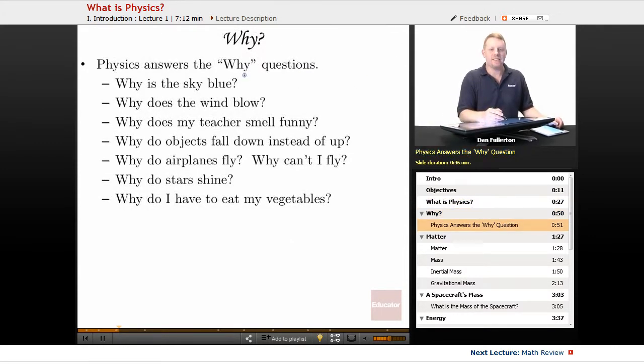I like physics because it answers the questions you get from 2-year-olds all the time. Why? Why? Why? Why is the sky blue? Why does the wind blow? Why does my teacher smell funny? Why do objects fall down instead of up? Wouldn't it be cool if they did fall up? I'd have a list of people I was tripping outside every now and then. Up to the moon? Why do airplanes fly? Why can't I fly? Why do the stars shine? Why do I have to eat my vegetables? All of these questions are answered by physics in some way or another.